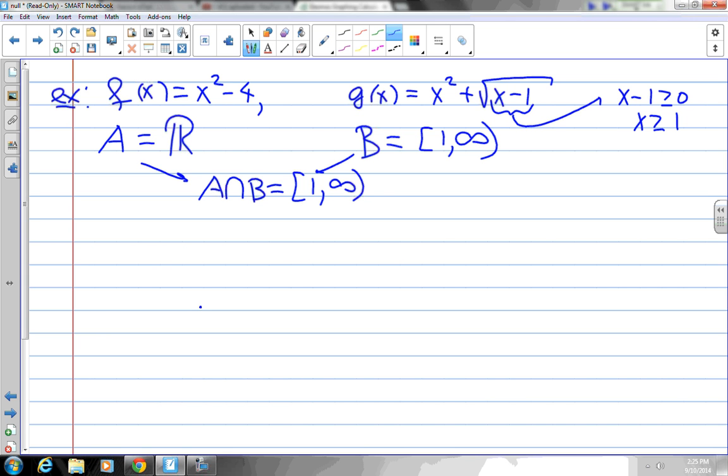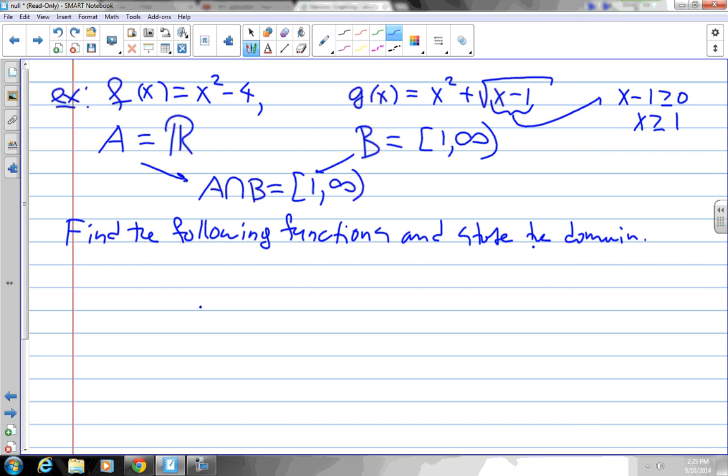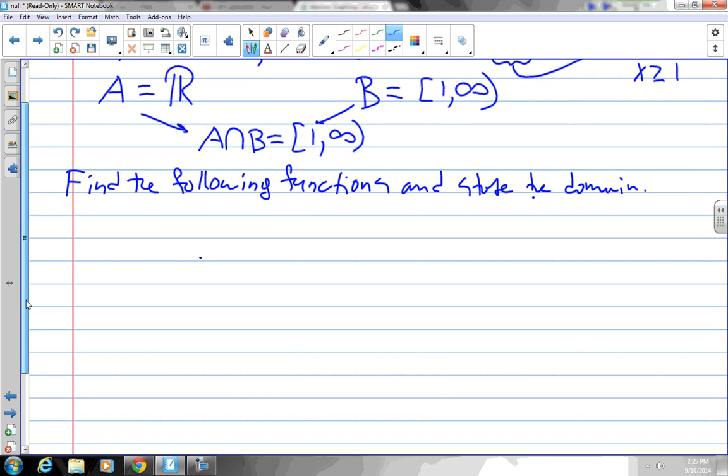All right. So that's the domain for the addition. That's the domain for subtraction. That's the domain for the product. The domain for the quotient will be different, but at least there will be a starting point. We'll start with that, and then we exclude all the numbers that turn the denominator into 0. But now, if I ask you to find the following functions and state the domain, we already answered the domain question in 3 out of 4 cases.